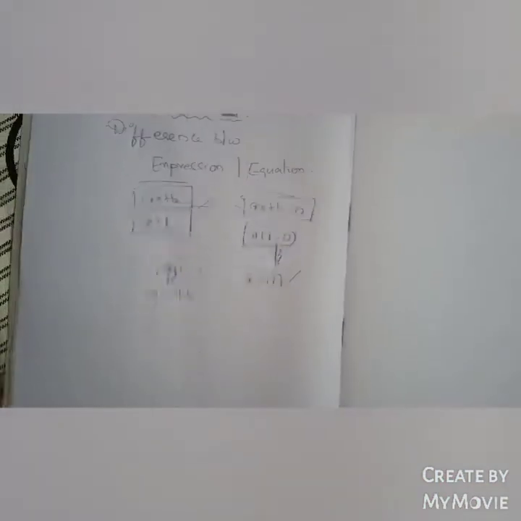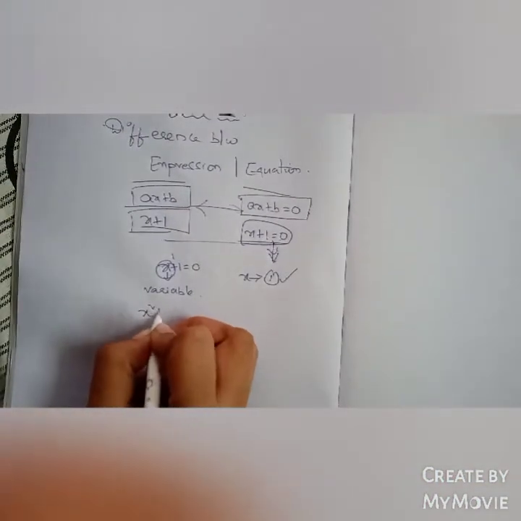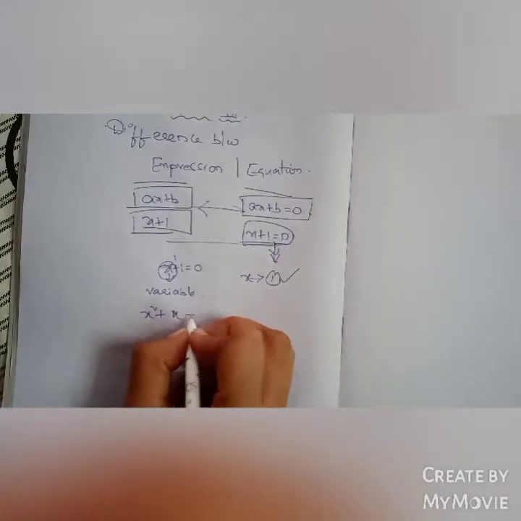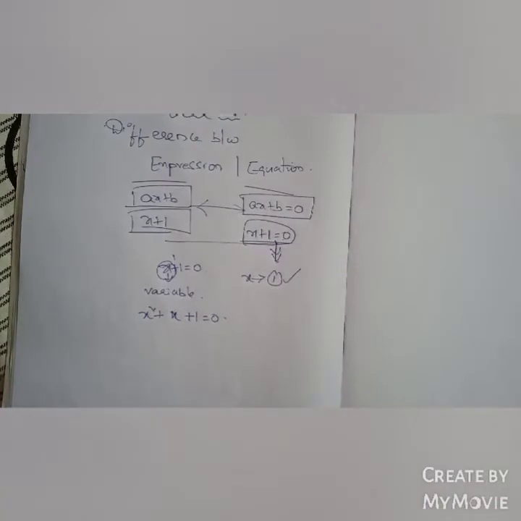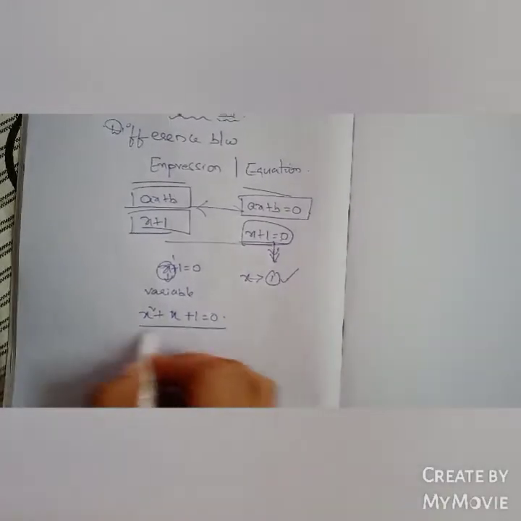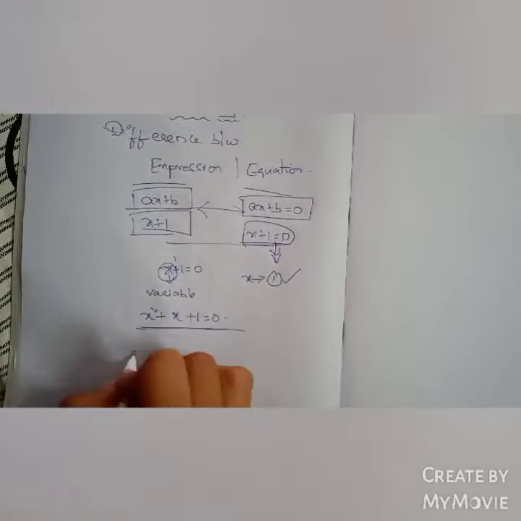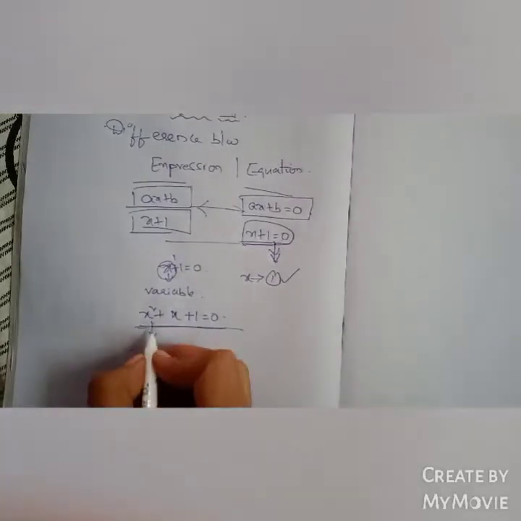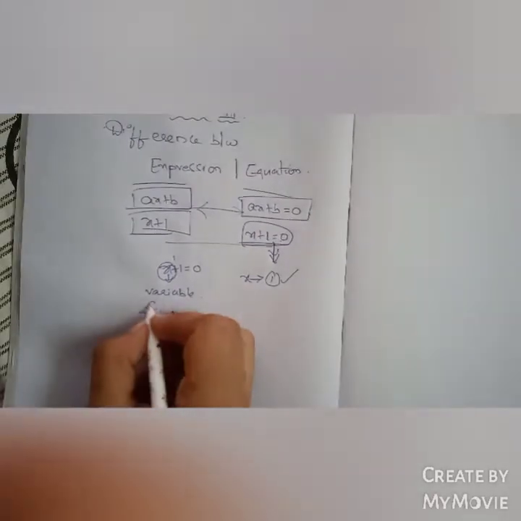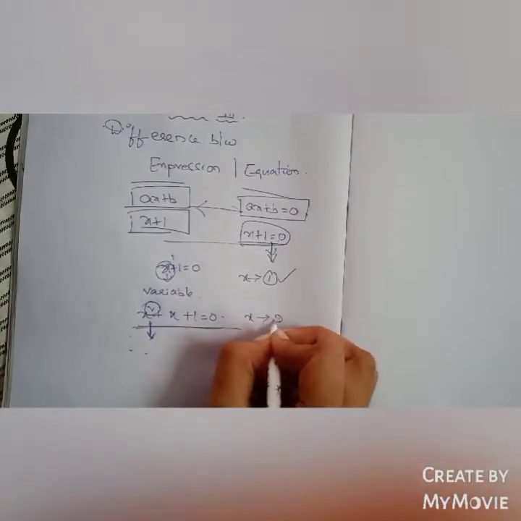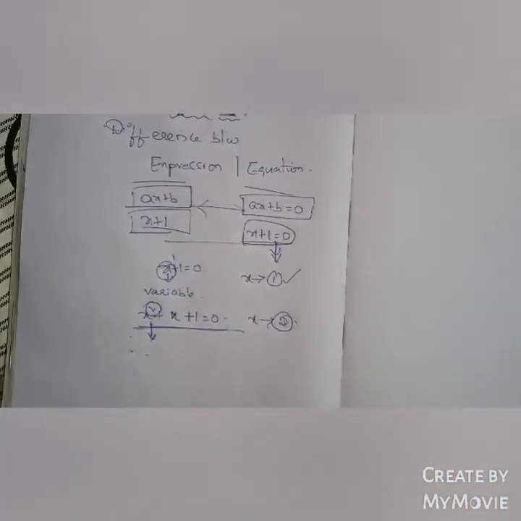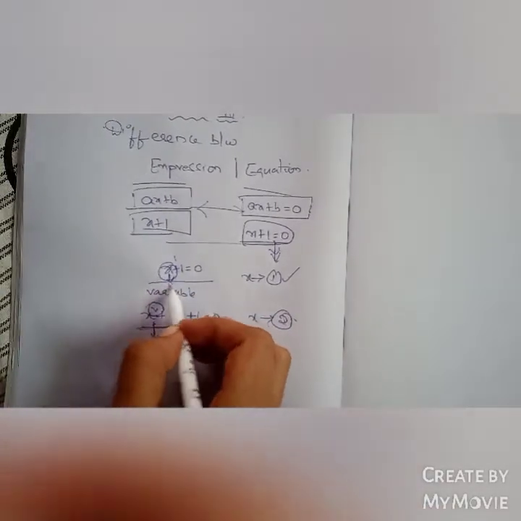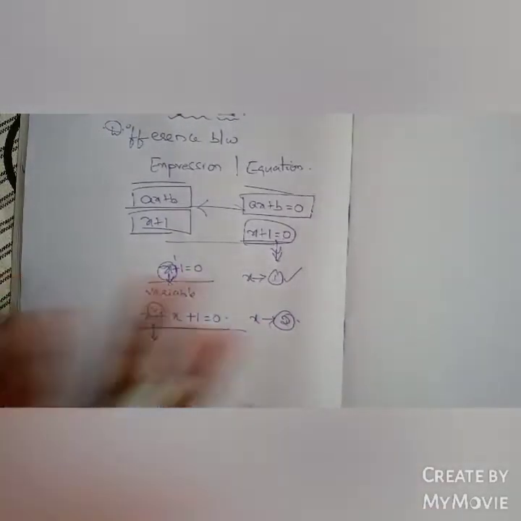For example, the next one, x square plus x plus 1 is equal to 0. Is this a linear equation? To know whether this is a linear equation or not, we have to find the degree of the variable. Here the degree of this variable is 2. So a linear equation means the variable in the equation has degree 1.